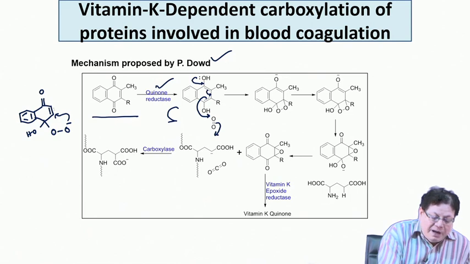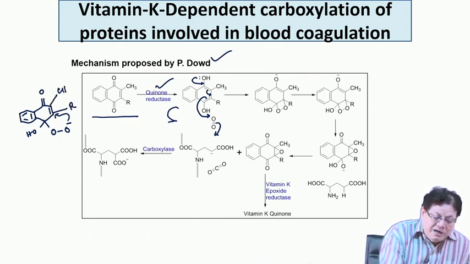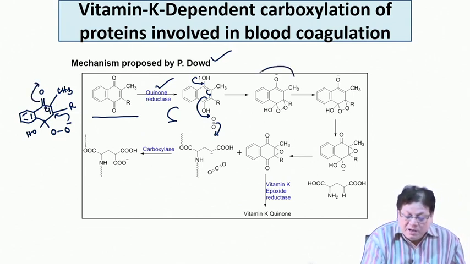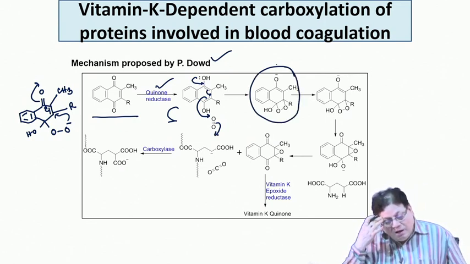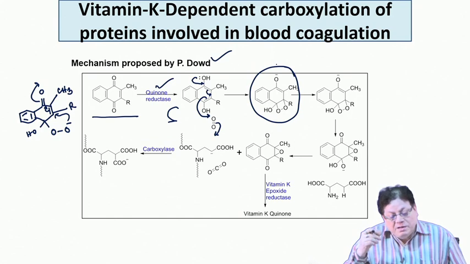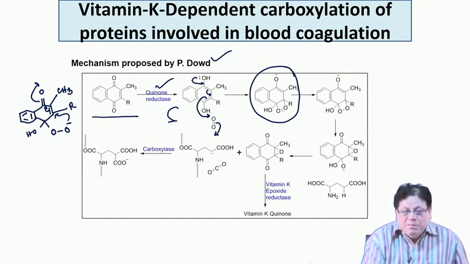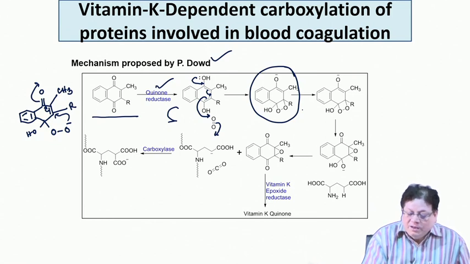So, this can come back. There are two substituents, remember this is R, the phytyl chain, and this is the methyl, and that goes here and this goes there. Basically that is what is written here, this dioxetane intermediate. It is a four-membered ring with two oxygens. Actually this is called the dioxetane intermediate.